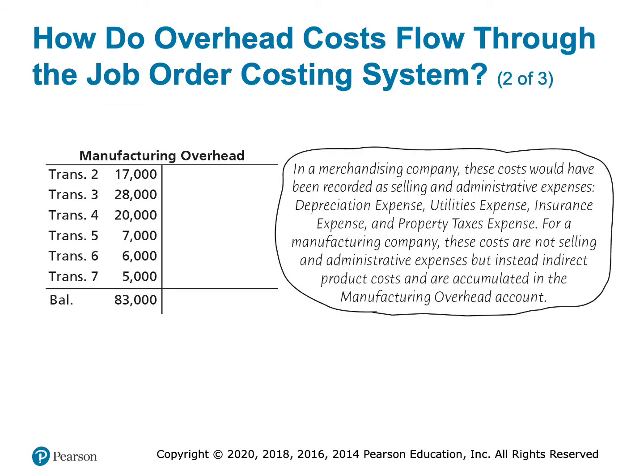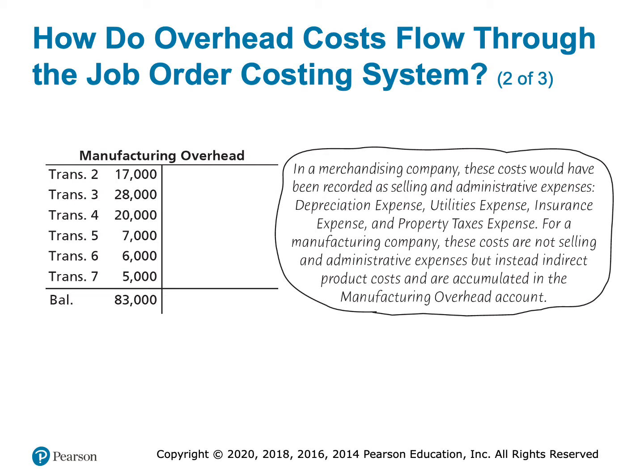So if we look at our overhead T account now, we see that the $17,000 was for the indirect materials, the $28,000 was for the indirect labor, the $20,000 for depreciation, the $7,000 for utilities, the $6,000 for insurance, and the $5,000 for property taxes. In financial accounting, in a merchandise company, we would have debited an expense for each one of these, but not now. These are product costs, so we're going to debit the overhead account.